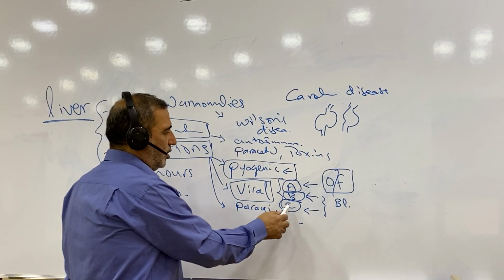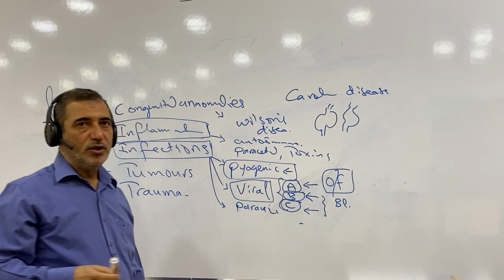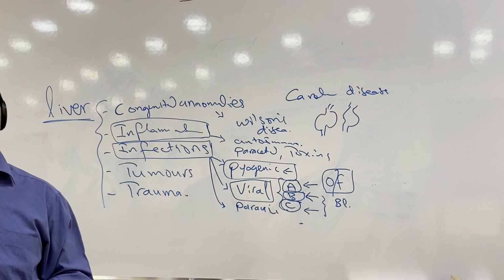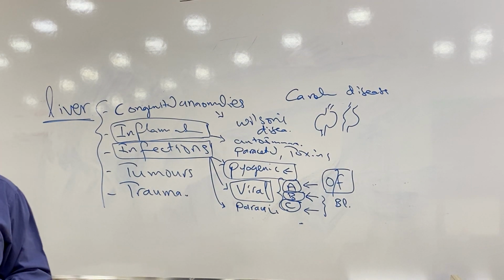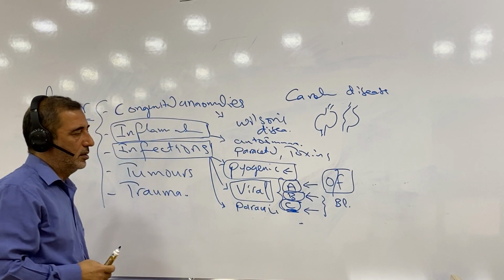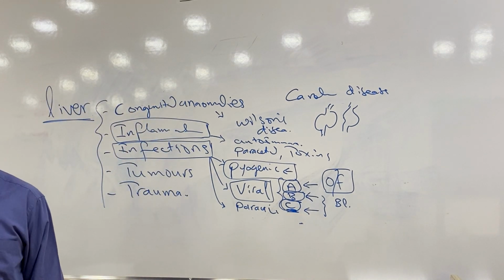C is also coming from the circulation to the liver. It is very common in Egypt and also common here in Iraq.